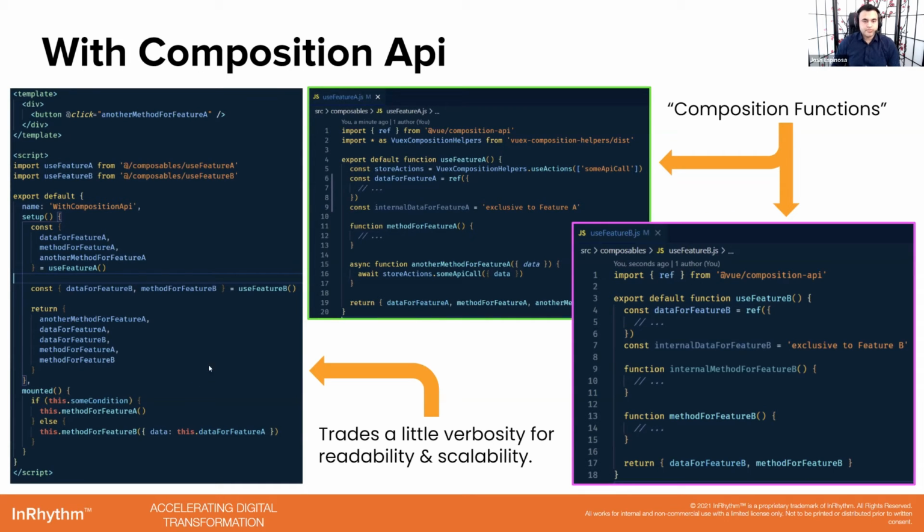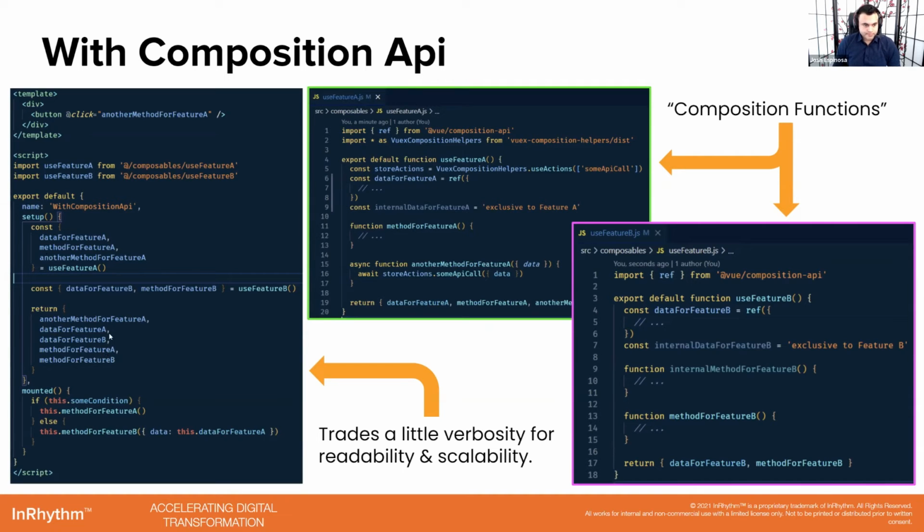So it's the same kind of idea. You abstract each feature into its own file, but this time each feature is its own function. And then within this function, at the end of it, we're going to return the values that we want the component to use. And then when we invoke this function, we can destructure or pick out the properties that we want to use in our setup function, and then we expose them to the rest of our component.